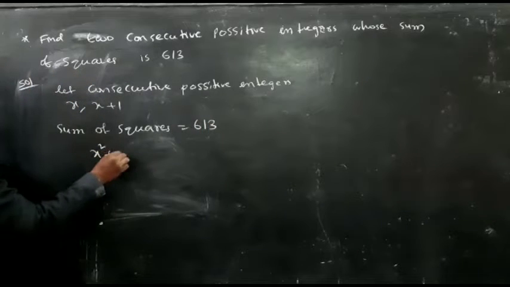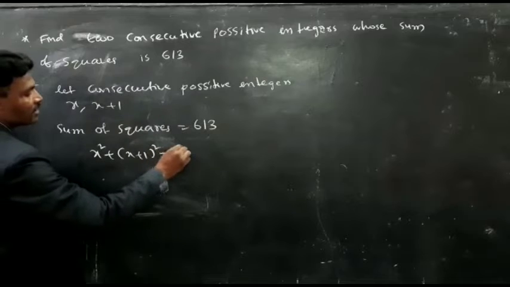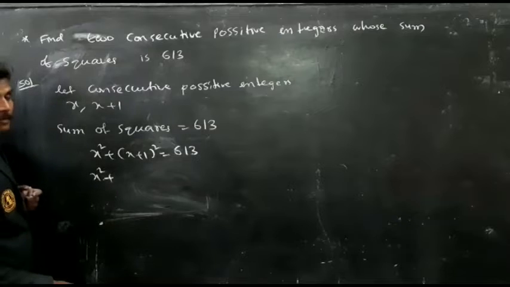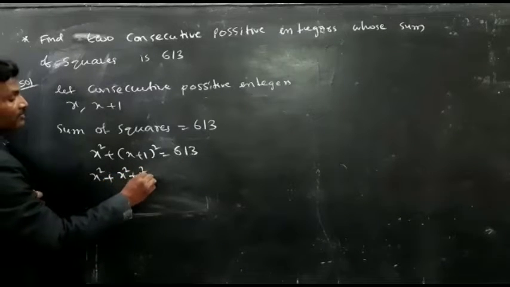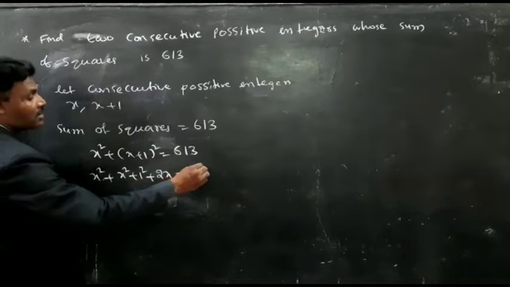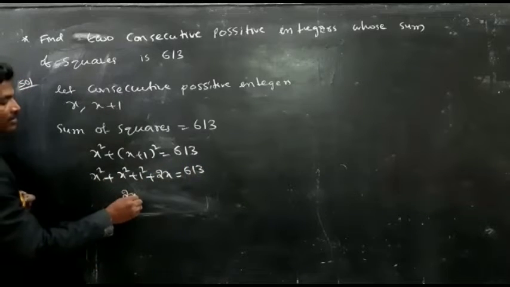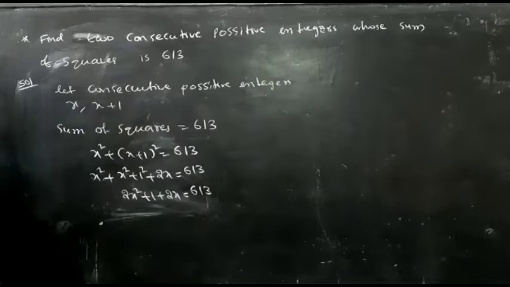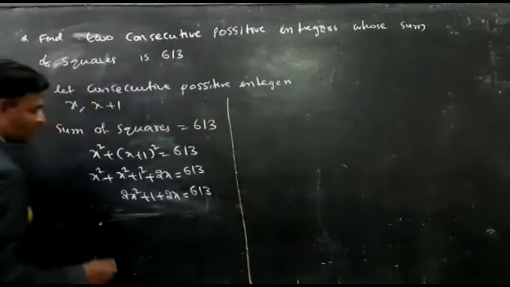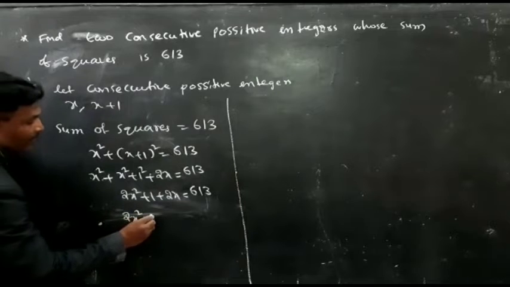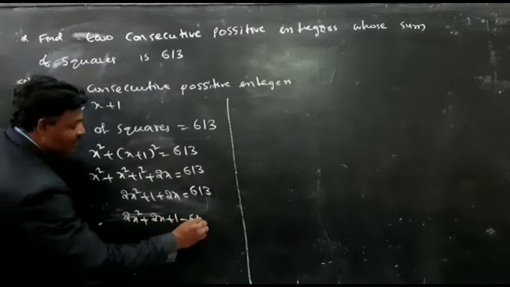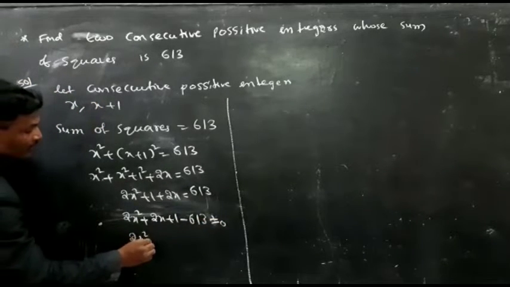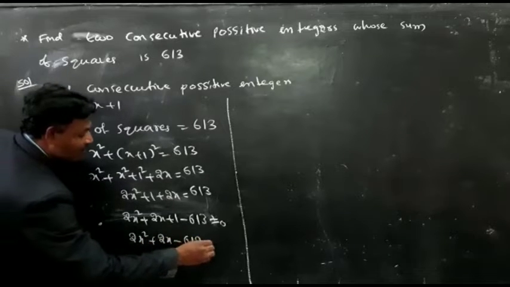So it is x square plus x plus 1 whole square is equal to 630. x square plus x plus 1 whole square. It is in the form of a plus b whole square. So x square plus 1 square plus 2ab, which gives x square plus x square plus 1 plus 2x is equal to 630. It is 2x square plus 2x plus 1 minus 630 is equal to 0. So from this I get 2x square plus 2x minus 629 is equal to 0.